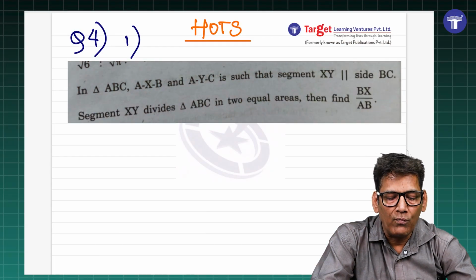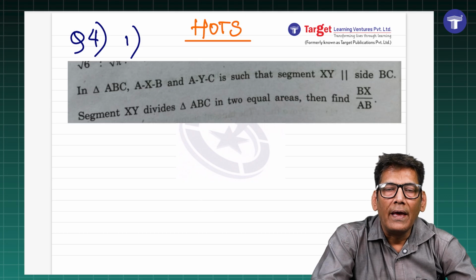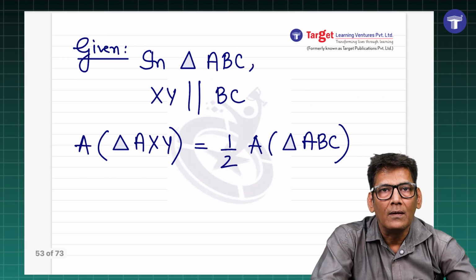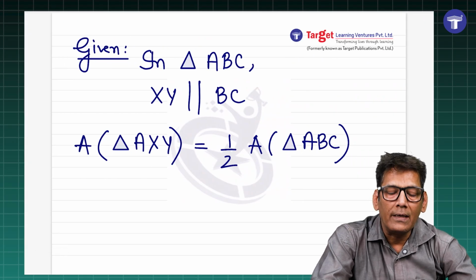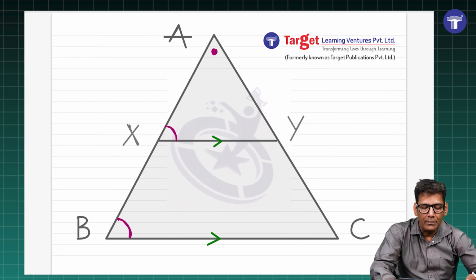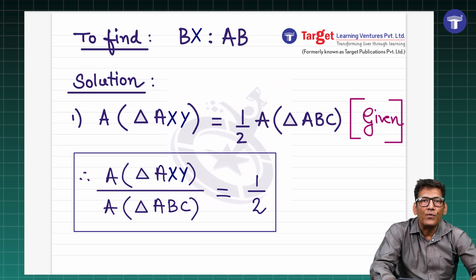Question number 4.1 was, in triangle ABC, XY is parallel to BC. XY divides triangle ABC into two equal areas. Find the ratio of BX upon AB. So XY is parallel to BC and divides it into two equal areas, so area of triangle AXY is equal to half the area of triangle ABC. So that is the diagram. Area of triangle AXY is half of ABC.